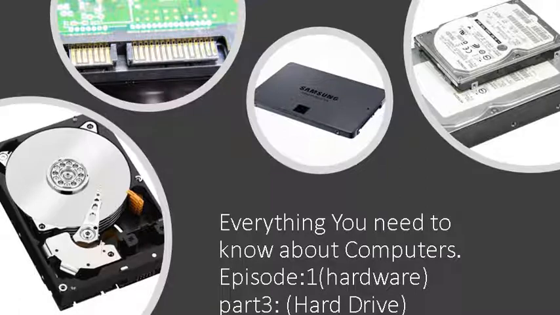In this part we're going to talk about hard drives. First we're going to talk about what hard drives are and how they work, and then we're going to talk about the connections of the hard drive. Then we're going to compare SSD and HDD, and after that we're going to talk about some specifications of the hard drive and what you have to look for when you want to buy a hard drive which is suitable for your use or for your computer.